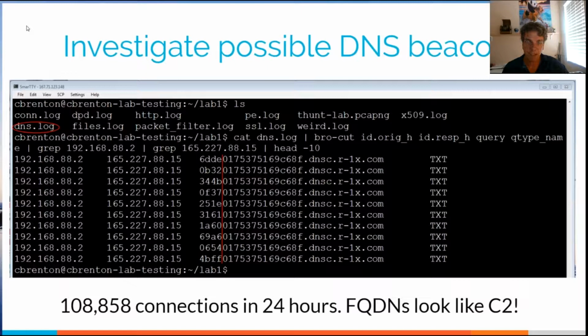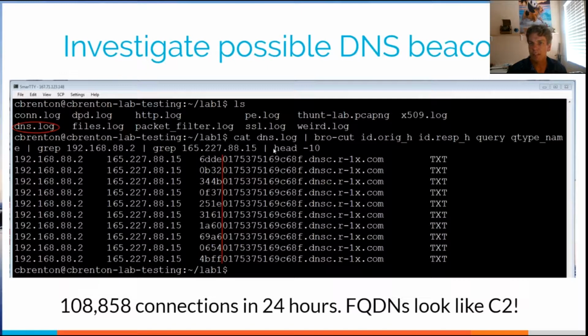Zeek creates a DNS.log file. So I went into that log file and said I want to extract out the source IP, destination IP, what was the DNS query that took place, what was the query type, and then I said only show me instances where this IP address and this IP address appear. So again, I already know that 192.168.88.2 talking to 165.227.88.15 was one of my top communication sessions. So I want to see all of the traffic that was being passed back and forth between those two systems. Here I pumped it through head just so that you could see some output, but all of this stayed on the screen at the same time.